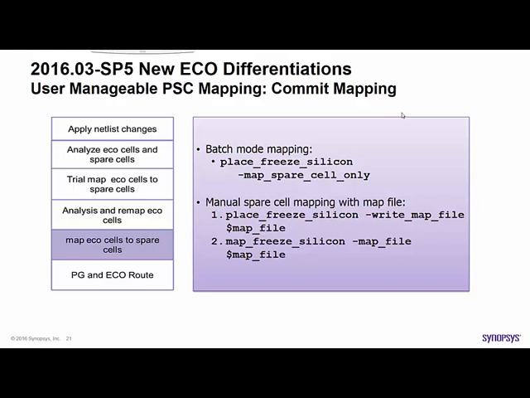Also, manual spare cell mapping can be done with a map file. First of all, use place free silicon -write_map_file to write the mapping file, and then use map free silicon -map_file with the correct map file to do the mapping.